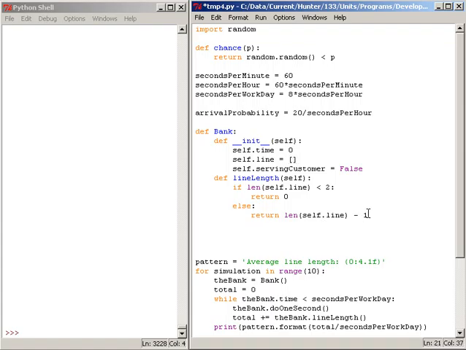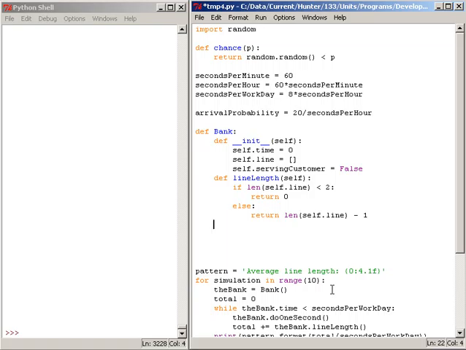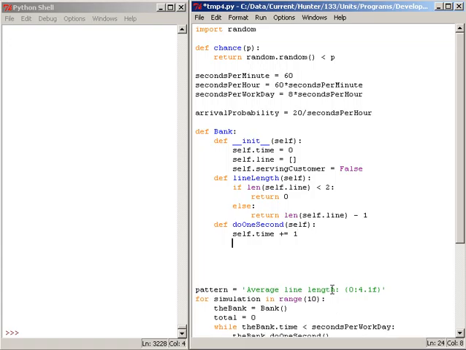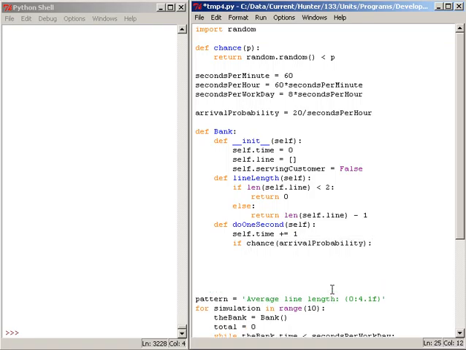Now let's continue by writing the do 1 second method, which is responsible for simulating 1 second of time in the bank. What happens during 1 second at the bank? First, the clock ticks, and the time increases by 1. Second, it's possible that a new customer arrives. We'll use our chance function with the probability we calculated to give the correct chance that some customer will arrive.